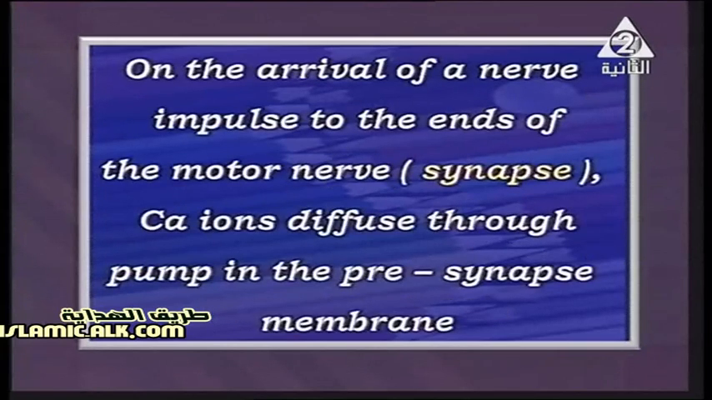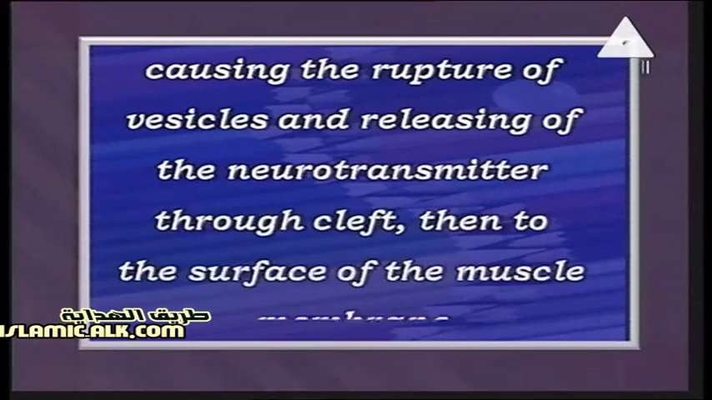What happens to the acetylcholine? On arrival, as soon as the nerve impulse reaches the end of the motor nerve or synapse, calcium ions diffuse through channels in the presynaptic membrane. That causes what? The rupture of the vesicle and the release of the neurotransmitter, which is acetylcholine, into the area between the two sides of the cleft, then to the surface of the muscle membrane.